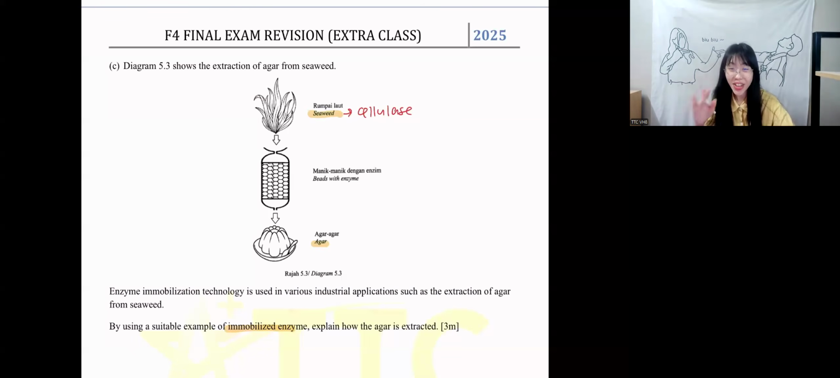Okay, so we talk about it. Remember, cellulase can be used in this. Okay, can be used in any plant cell as long as they are plant cell.